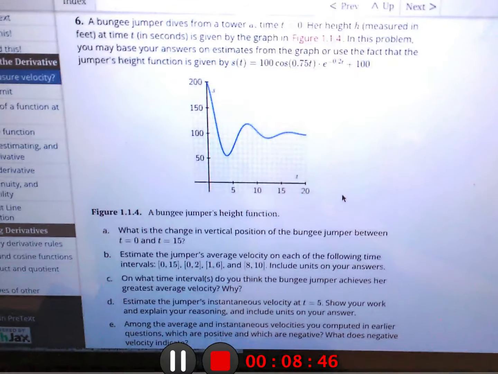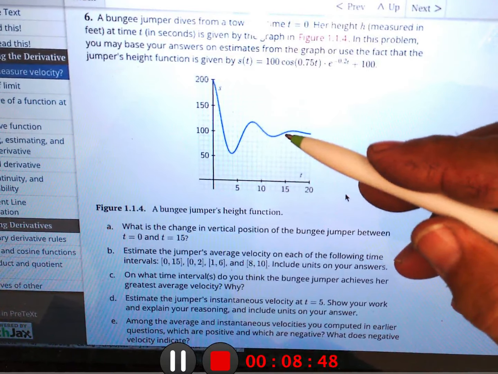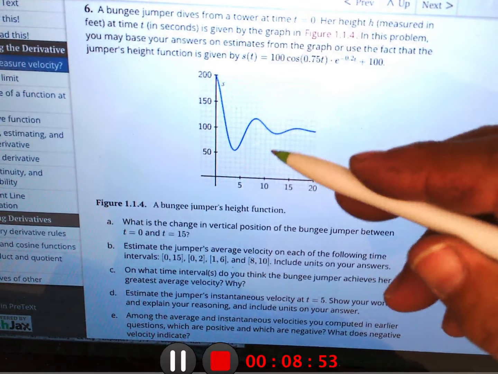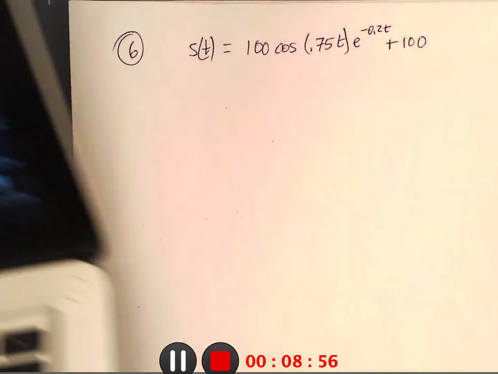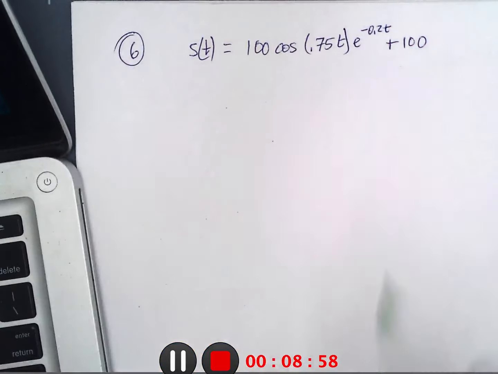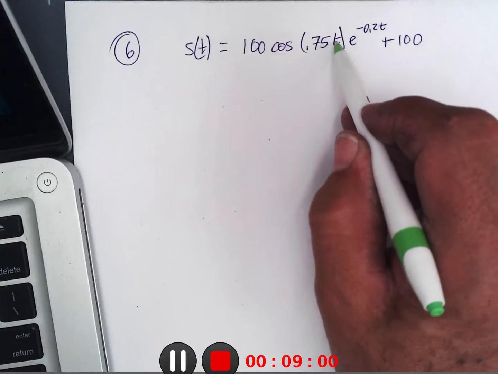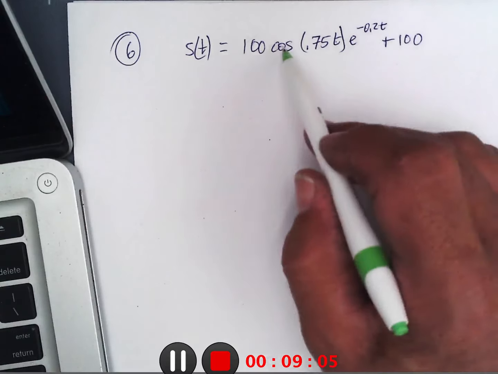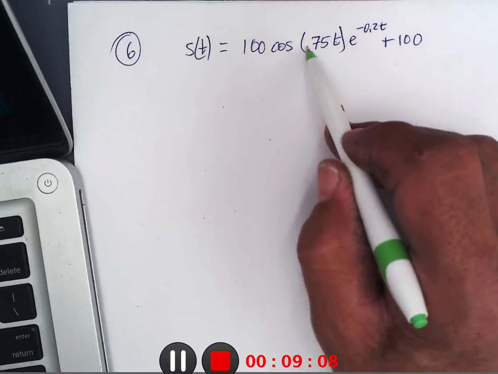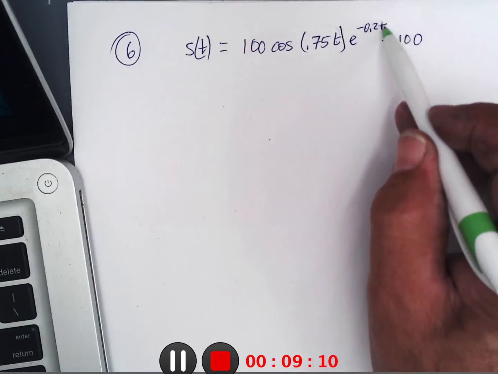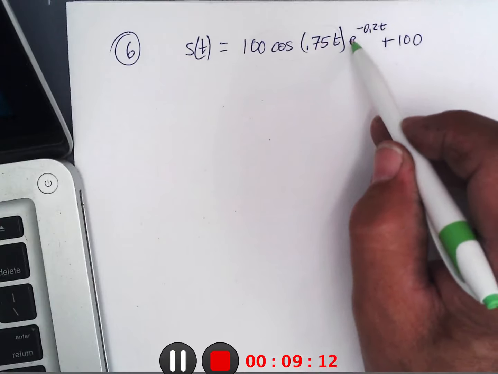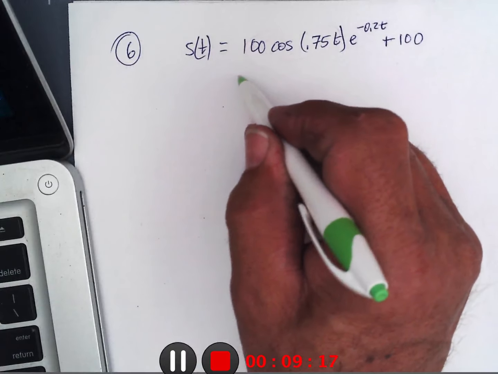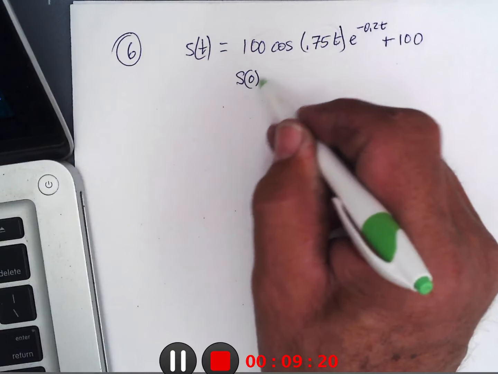Well, if we go out to 15 on the graph, it looks like it's about 100. And at 0, it's 200. So it looks like it's a negative 100 change. But you could also put in 0 for the t's. Cosine of 0 is 1, and e to the 0 power is 1, so 1 times 1 is 1. So this is 100 plus 100. So at the beginning it's at 200. S of 0 is 200.